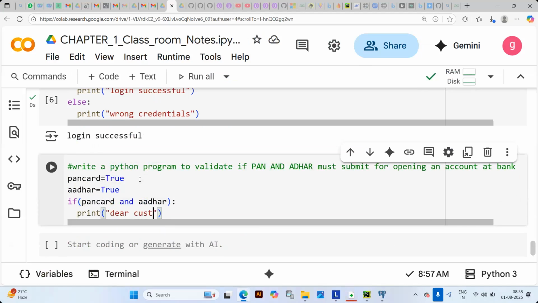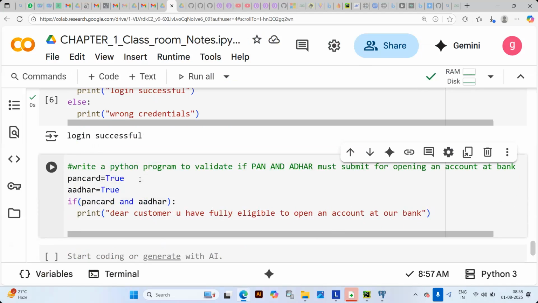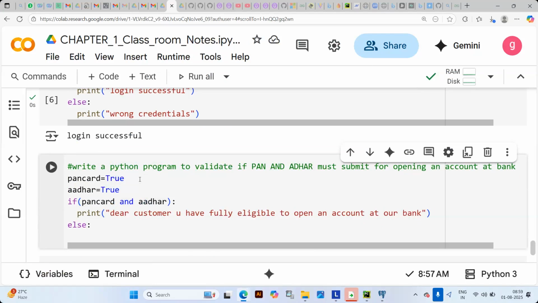Dear customer, you are fully eligible to open an account at our bank. This is the prompt that is going to be given to the user. Else, print: according to RBI policy, you are not eligible to open an account at our bank.